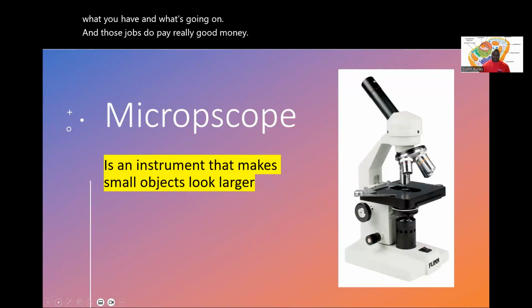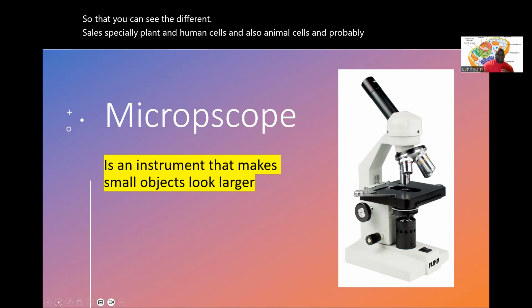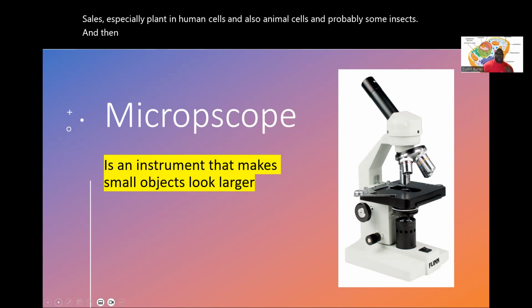So we will be using the microscopes in this unit a lot so that you can see the different cells, especially plant and human cells, and also animal cells and probably some insects. And then you will see bacteria.